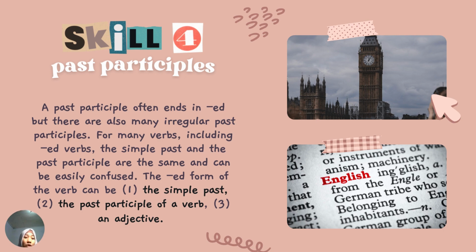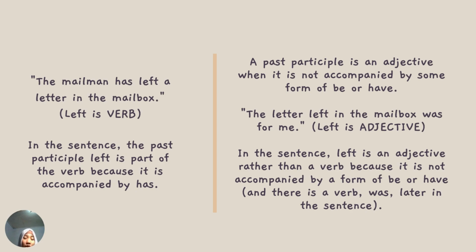For many verbs, including ed verbs, the simple past and the past participle are the same and can be easily confused. The ed form of the verbs can be 1. The simple past, 2. The past participle of a verb, and 3. An adjective. Okay, for the example, the mailman has left a letter in the mailbox, where left is a verb. In the sentence, the past participle left is part of the verb. Why? Because it is accompanied by has.